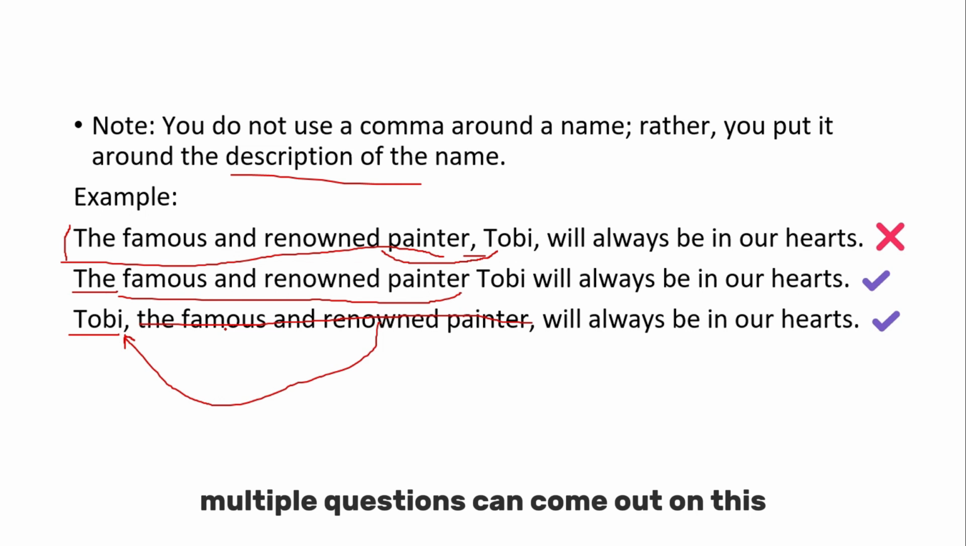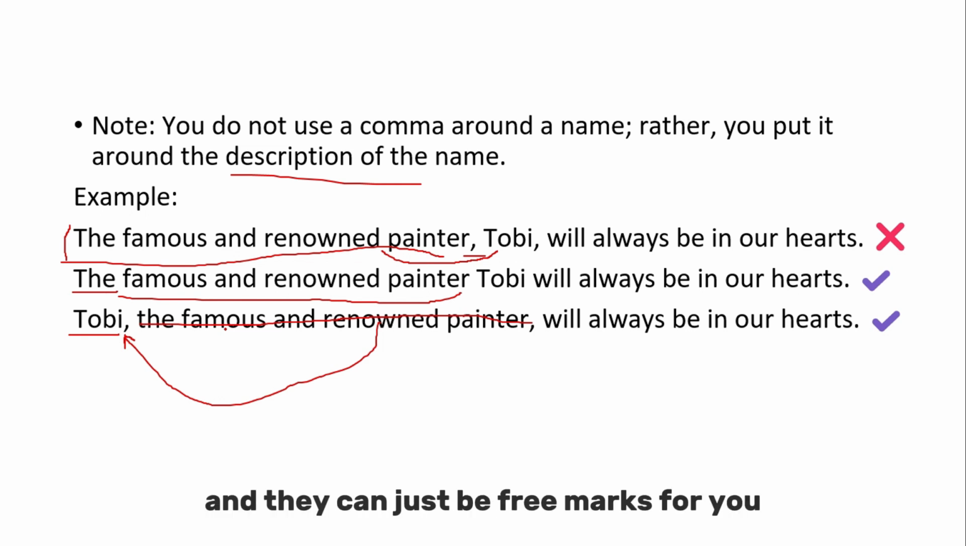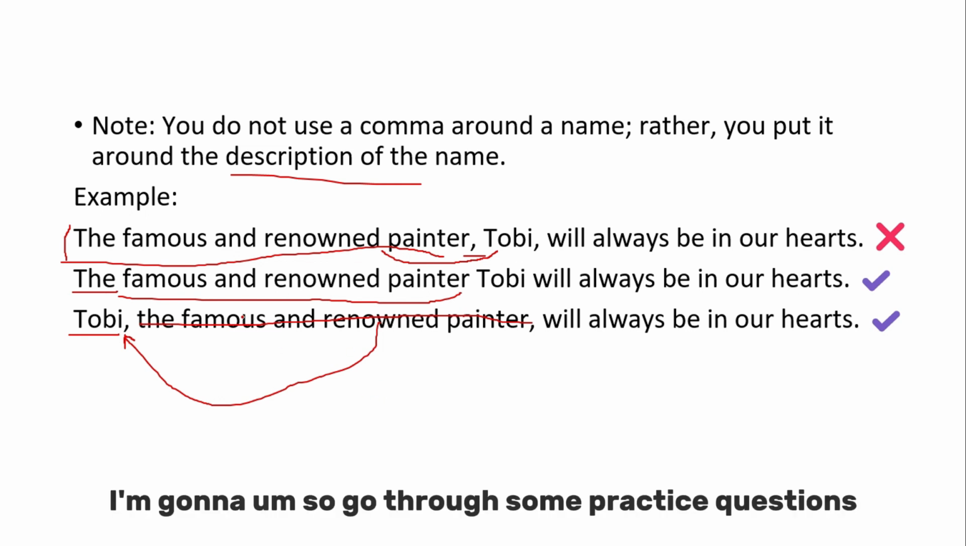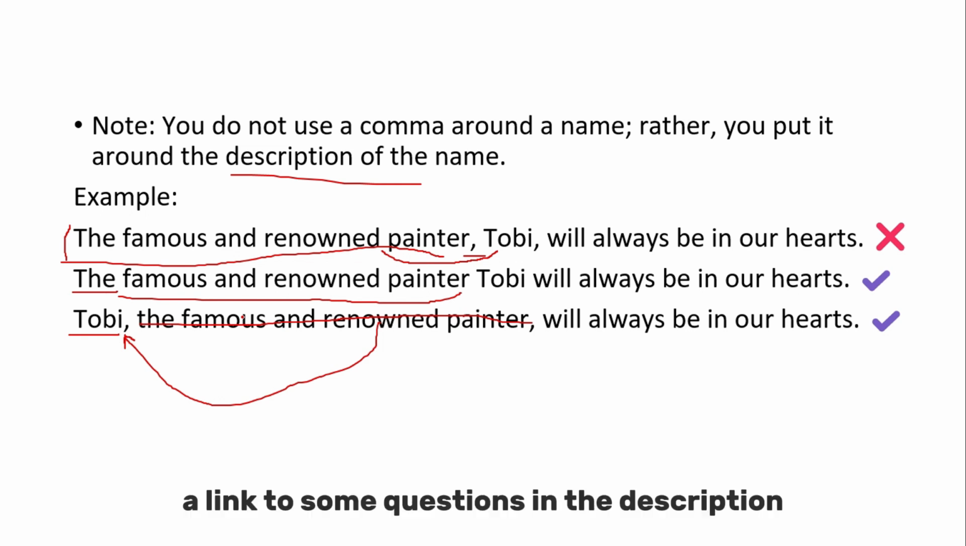Multiple questions can come out on the digital SAT, and they can just be free marks for you once you know these rules and practice some more questions. At the end of this playlist, of course, I'm gonna go through some practice questions, and I'll probably put a link to some questions in the description.